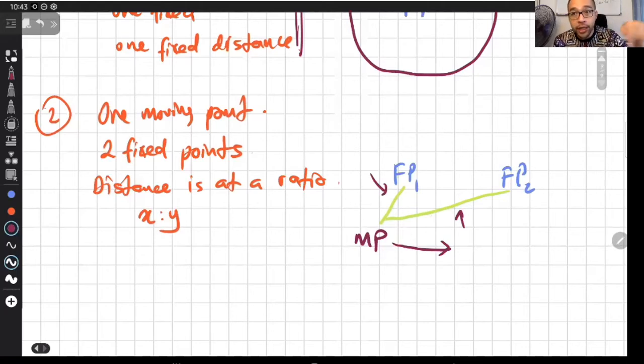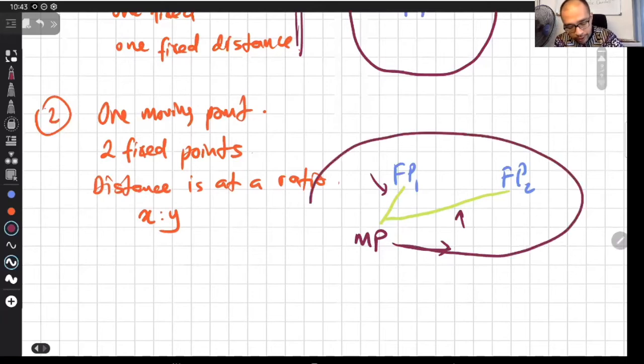Okay, if you did the gravitation activity on Kepler's first law, you will know that this shape is actually not a circle, but an ellipse. So the moving point moves over here, so it will not really be a circle, but it is an ellipse. So this is the locus. Sorry, the ratio is this is x and this is y. There is always a certain ratio, x and y. So it is an ellipse.